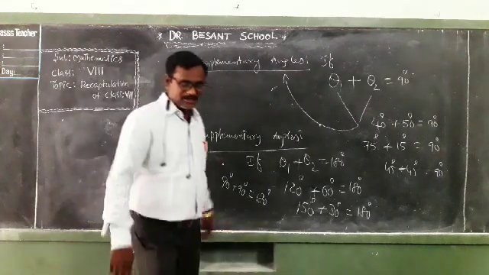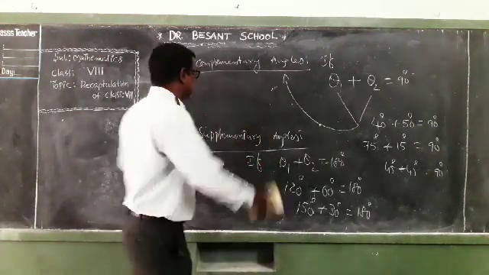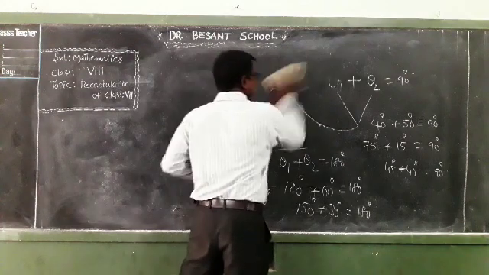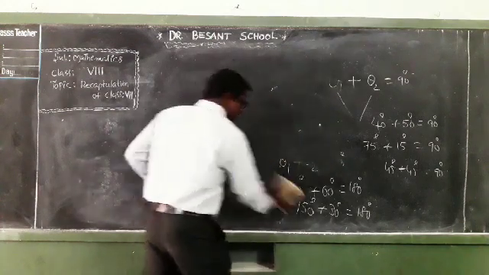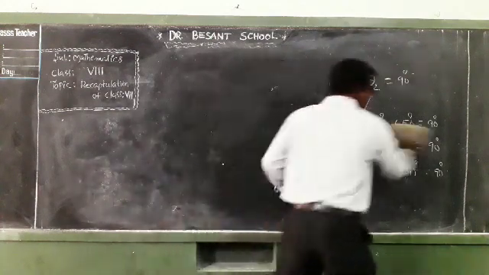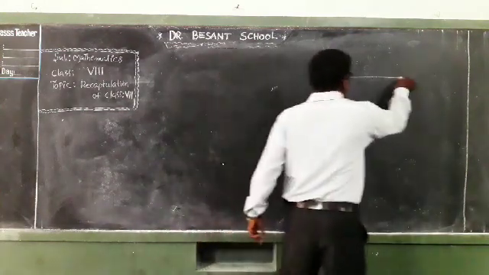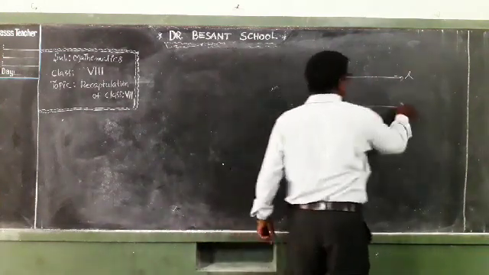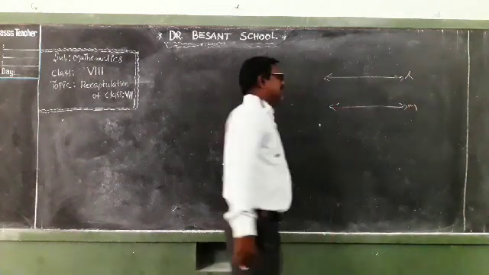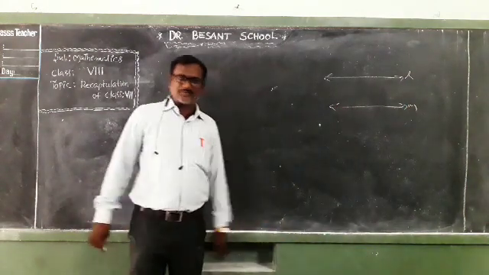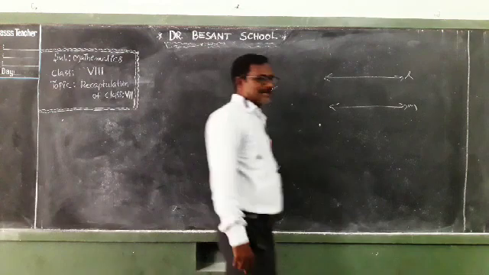Okay, so we learned complementary angles and supplementary angles from this chapter in our previous class 7. In addition to this, we learned some other concepts also from this class. If you see, this is one line L and this is line M. These two lines do not meet anywhere, so that's why they are said to be parallel lines.